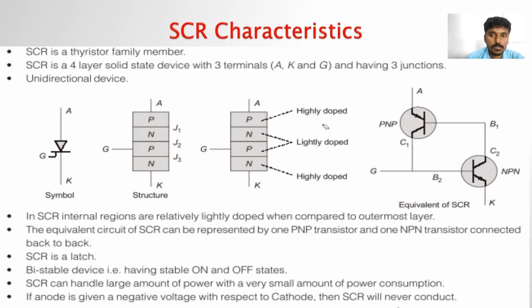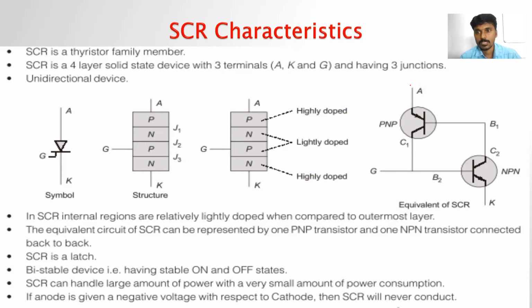Please remember this point, so they will not ask the questions easily. They can ask how many junctions, how many layers, how many terminals, or whether the outer P layer is highly doped, lightly doped, or medium doped. The outer P layer and outer N layer are highly doped; the inner P layer and inner N layer are lightly doped. Is it clear? By connecting two transistors back to back like this, we can form a thyristor.